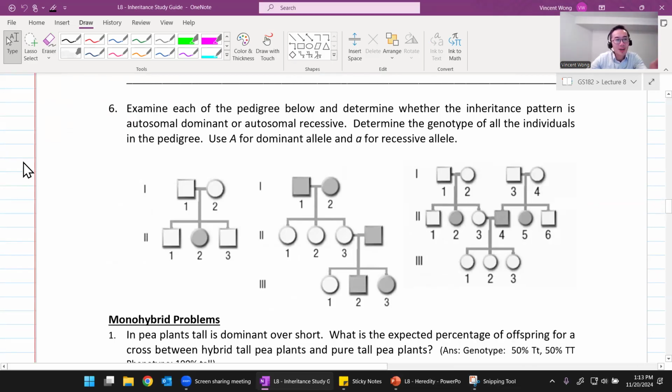Okay, so we have this study guide question, which is number 6. Why don't you take a moment and figure out what the pattern is? Again, you only have two choices. It's either dominant or recessive. Let's try to figure it out and let me know.